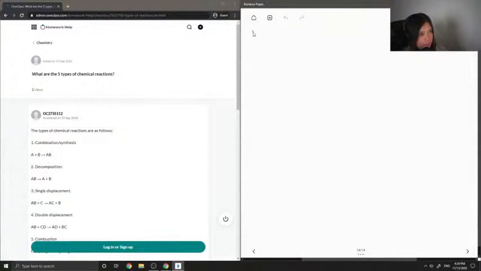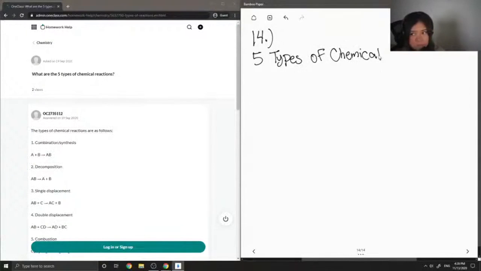Okay, on to question 14. What are the 5 types of chemical reactions? So this is a good question. Let me just have a little title. So there are 5 main types. Let me make them in different colors.